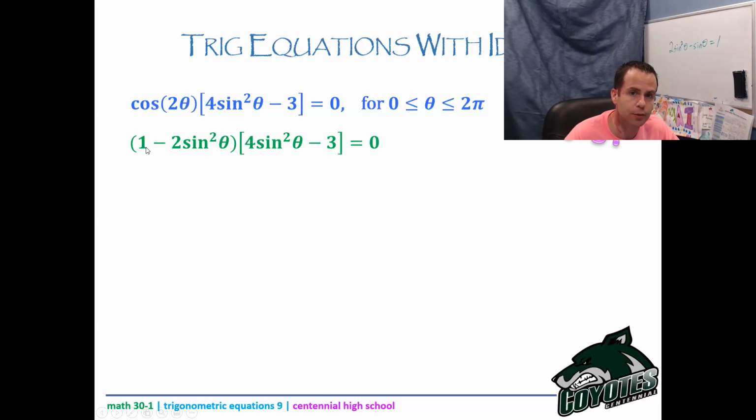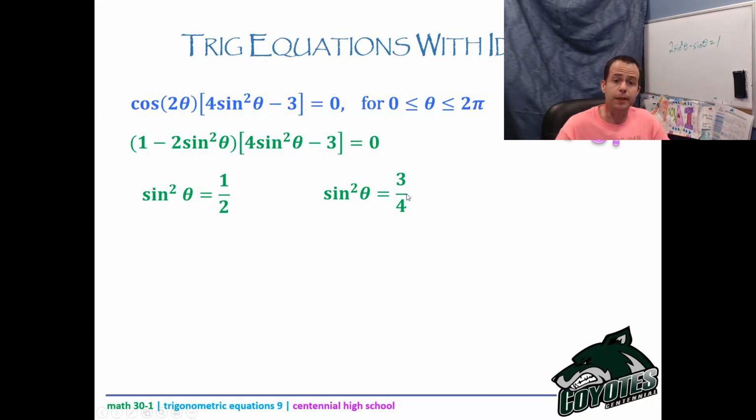Okay, so this is the zero product principle now. Either this guy equals 0 or this guy equals 0. So I'm going to split this off into 2 separate statements. If this guy equals 0, I'd be looking at bringing the 1 over and dividing by 2. So sine squared theta will equal 1/2. And then over on the other side, I'd add 3 to both sides and divide by 4. So I've got sine squared theta equals 3 over 4.